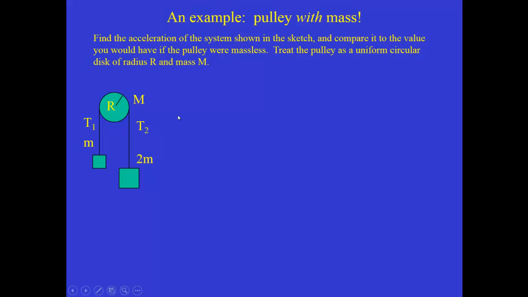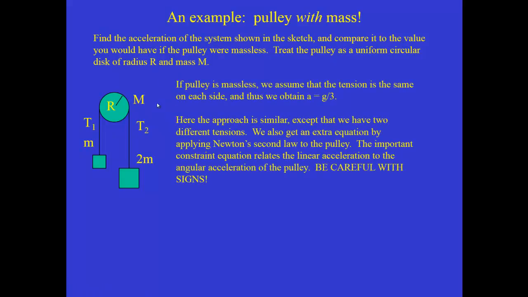We'll work this out in class, but the basic strategy will be to analyze each of the individual masses using Newton's second law in the normal way. Then we'll get one more equation because we will write down Newton's second law for the pulley itself, add up the sum of the torques, and set that equal to the moment of inertia times alpha. By combining those equations, we'll be able to figure out the acceleration of the system.